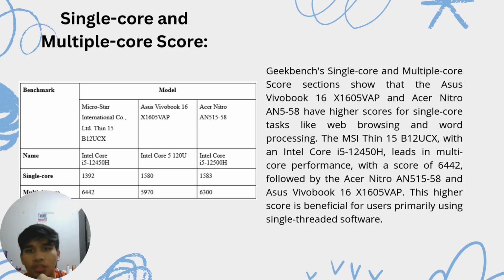So this is the comparison for the single-core and multi-core scores. The Geekbench single-core and multi-core score section shows that the Asus VivoBook 16 and Acer Nitro have higher scores for single-core tasks like web browsing and word processing. The MSI 1015 with an Intel Core i5-12450H leads in multi-core performance with a score of 6442, followed by the Acer Nitro and Asus VivoBook 16. This higher score is beneficial for users primarily using single-thread software.